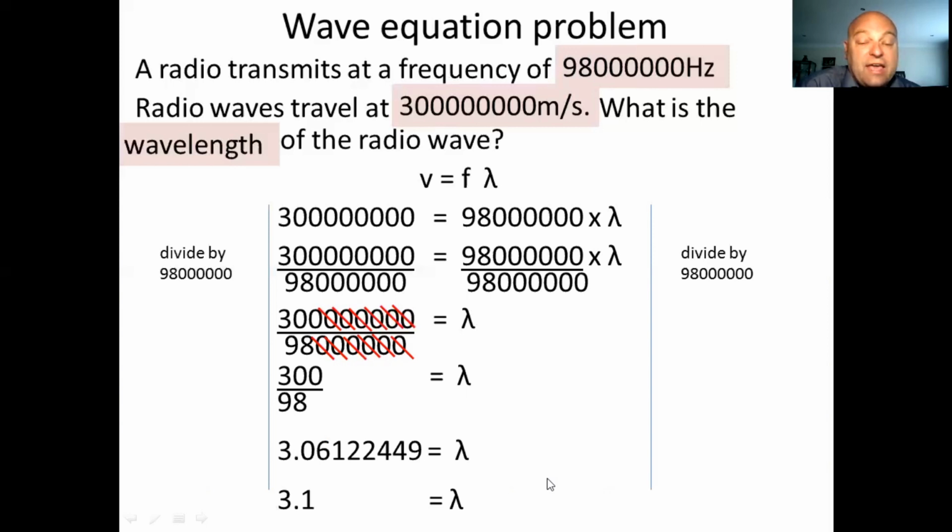Now, wavelength is a distance, so it's going to be measured in meters. So the last thing we do at the bottom there is we add in the unit. So the wavelength is 3.1 meters.